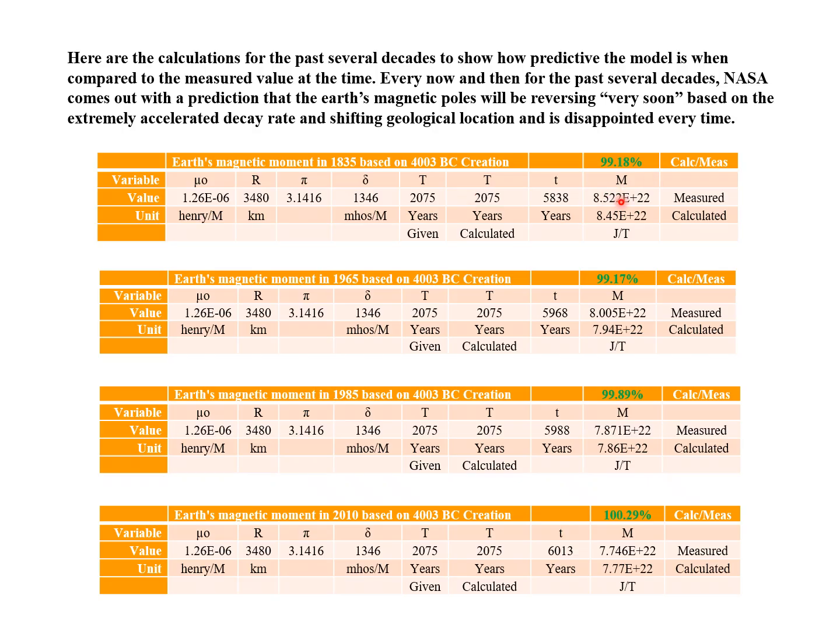So here's a comparison going back to 1835, when we very first started doing the measurements. It was within 99.18% of the calculated to the measured. In 1965, it was 99.17% from the calculated to the measured. And in 1985, it was 99.8%. Now these are decades apart. These are 2 decades here, several decades here, and several decades here. 2010, 129%, which was well within plus or minus percent.